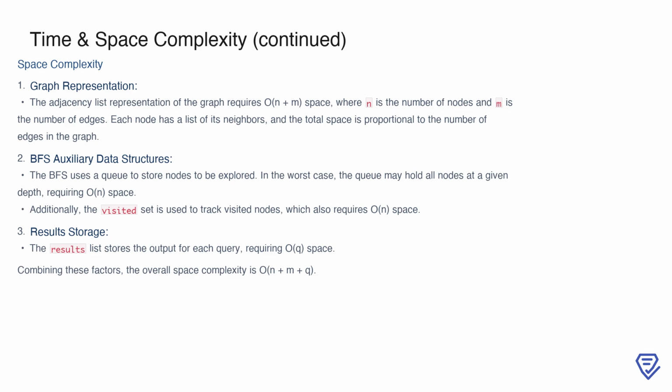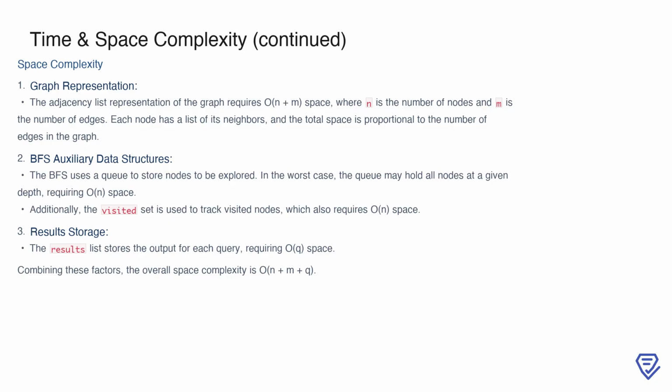Now, let's consider the space complexity of the solution. First, the adjacency list used to represent the graph requires O(n + m) space. This accounts for the memory needed to store n nodes and m edges, with each node maintaining a list of its neighbors. During BFS, we use a queue to manage nodes that need to be explored.